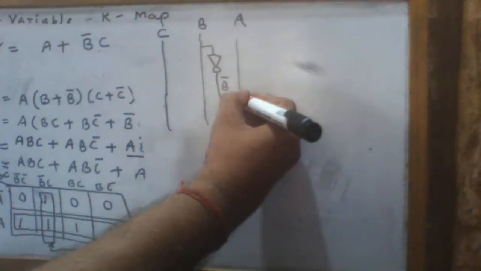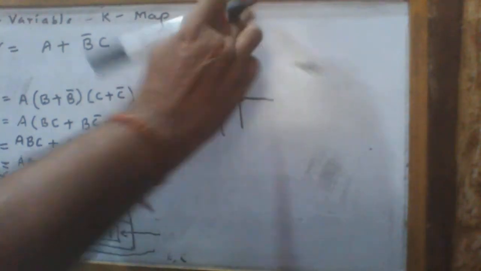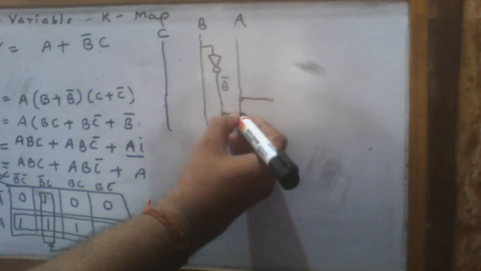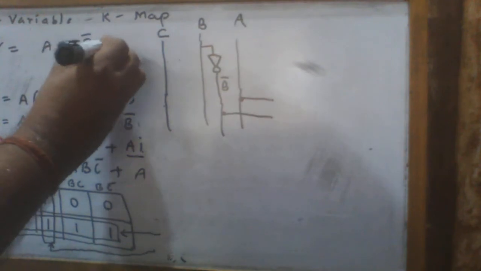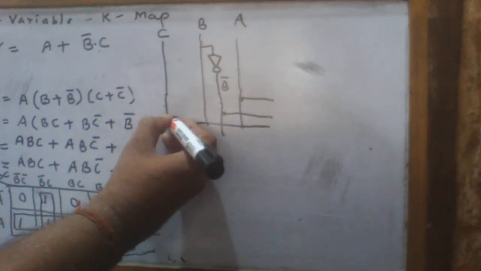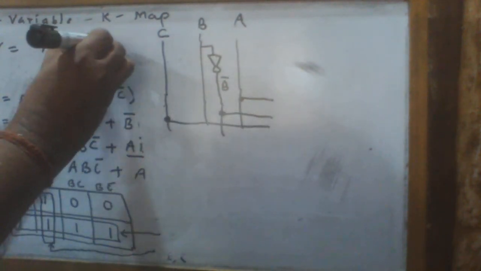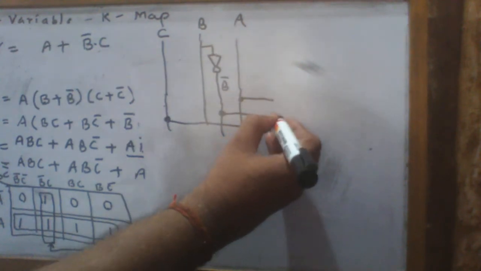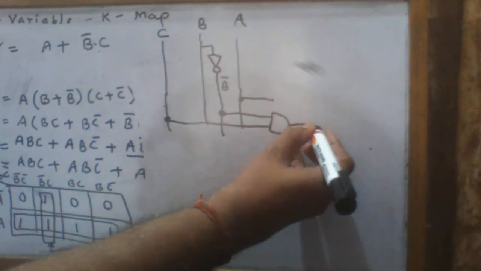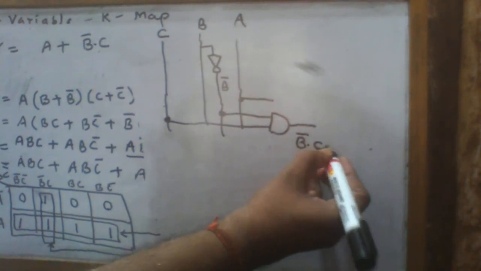Now I want A. I will take one line out of A. Then another is B bar. I will take one line from B bar. And another is C. I will take one input from C. It is B bar into C. Therefore I will add an AND gate here. The output will be B bar into C.